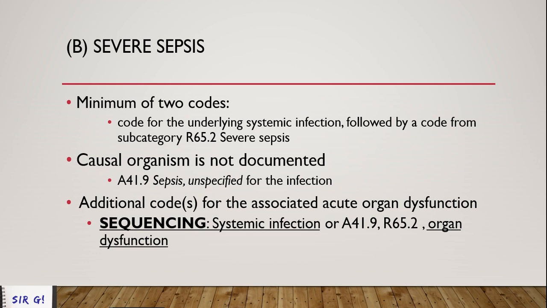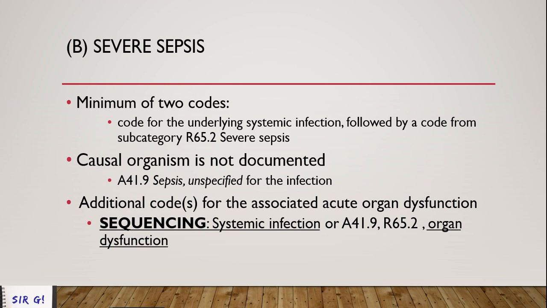Code them all. The sequencing no longer matters as long as the first code should always be A41.9 followed by R65.2, and the 4 organ dysfunction can be interchanged. Okay, regardless of the sequencing of those organ dysfunction only. But you always need to code first A41.9 followed by your R65.2. Okay, that is your severe sepsis.